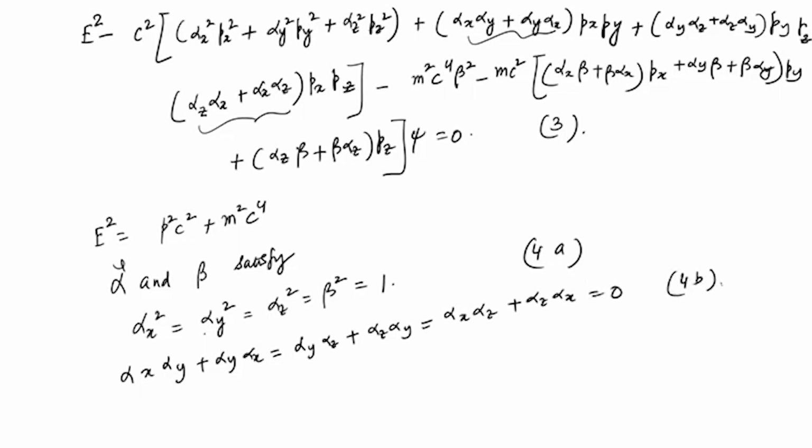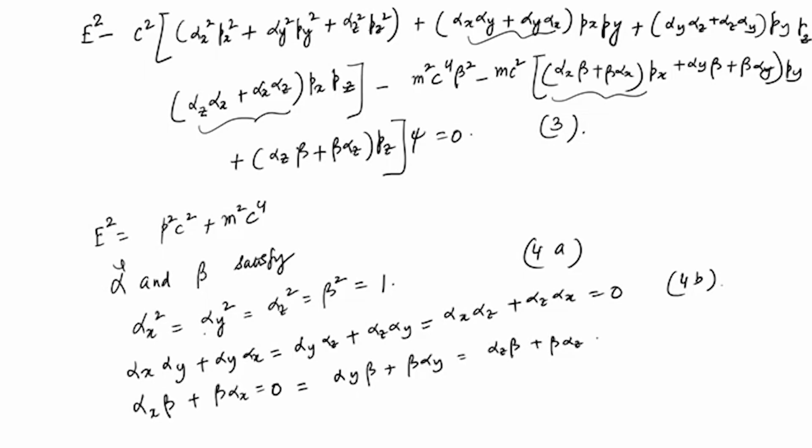So, this let us say 4b. And not only do these alphas anti-commute with themselves, alphas also anti-commute with beta. So, alpha x beta plus beta alpha x is equal to 0 as well, because if you see these things, there is no linear term in p in the dispersion in the E square form. So, they would be 0 as well. So, alpha y beta plus beta alpha y equal to alpha z beta plus beta alpha z, and all of them will be equal to 0.